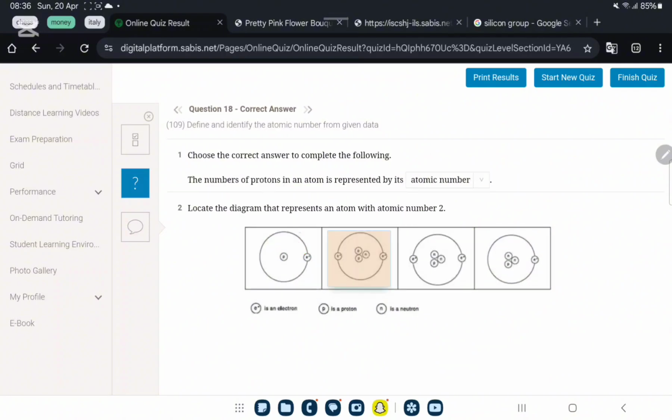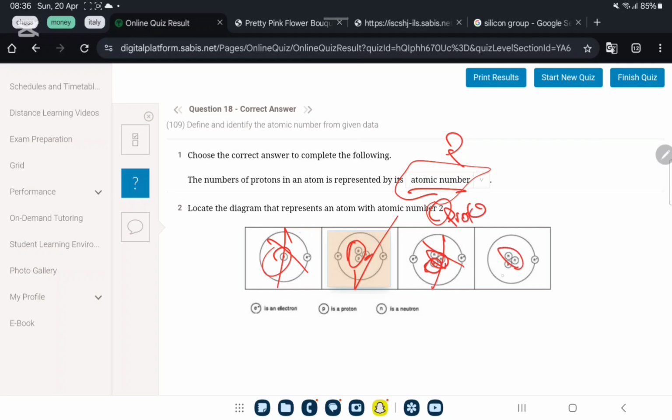The number of protons in an atom is represented by the atomic number. Atomic number is always protons. Now they want the atom with atomic number 2. This one has 1, so it's immediately wrong. This one has 3: 1 is a neutron and 2 of them are protons, so it's correct. This one also has 3, but 1 proton and 2 neutrons, so it's wrong. We want 2 protons. This one has 3, 2 neutrons and 1 proton, so also wrong.